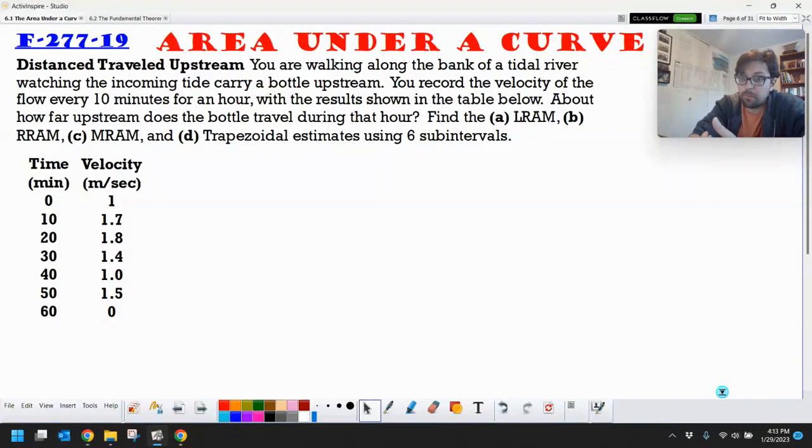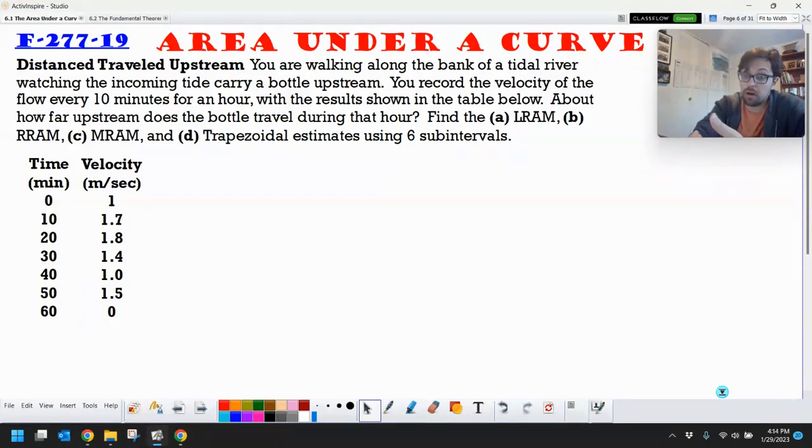In this example, we're going to apply all four of our methods of estimating the area underneath this curve. So we've got a curve based on this table. I want to figure out the left-hand rectangular approximation, that's the LRAM, the right-hand rectangular approximation, the RRAM, the midpoint rectangular approximation, the MRAM, and the trapezoidal estimate. Let's start with the LRAM.